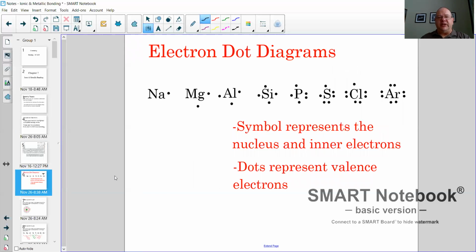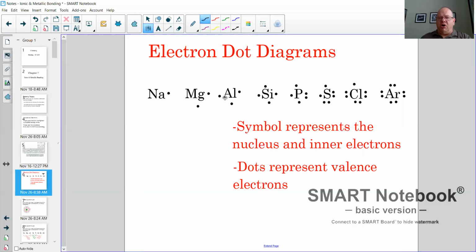Let's review a little bit. We didn't do much with electron dot diagrams, but it was defined. Electron dot diagrams is just a way of representing atoms, and it shows us 2 things. It has a symbol of the element, and the symbol represents the nucleus and any of the inner electrons. And then we use dots just to represent the valence electrons.